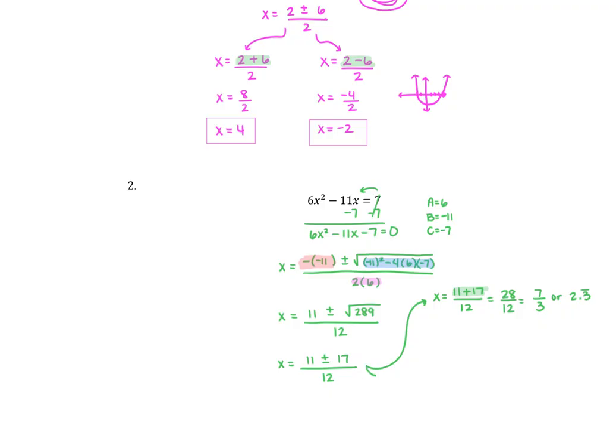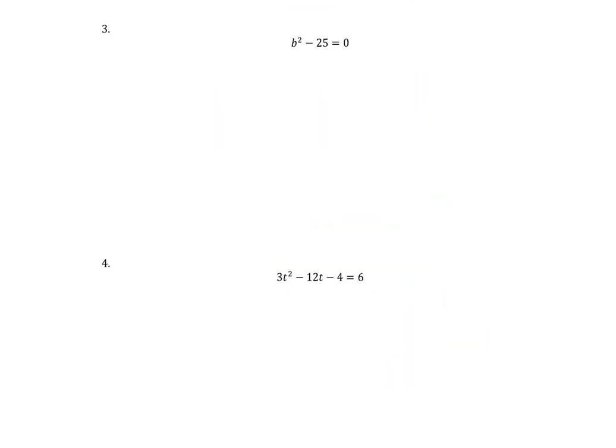Don't forget my second solution. I have to rewrite, but this time with a minus 17. So then I do 11 minus 17, and that gives me a negative 6 over 12, and that can simplify to negative 1/2, or if you want to write it as a decimal, you can say negative 0.5. So I have 2 solutions, one at 7/3 and one at negative 1/2. Okay, let's look at a couple more.